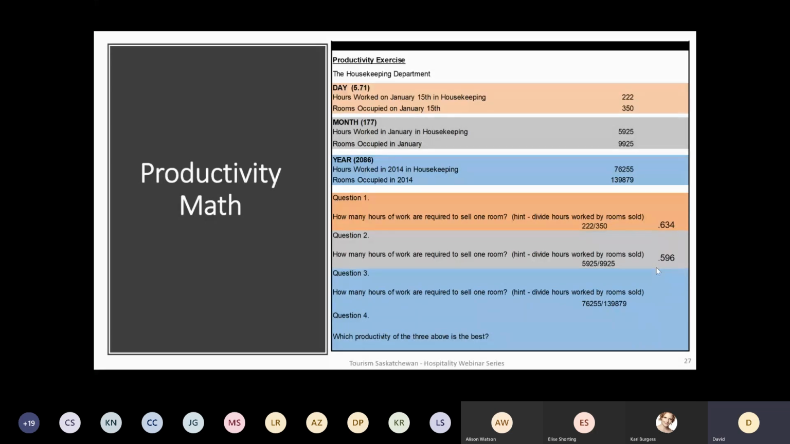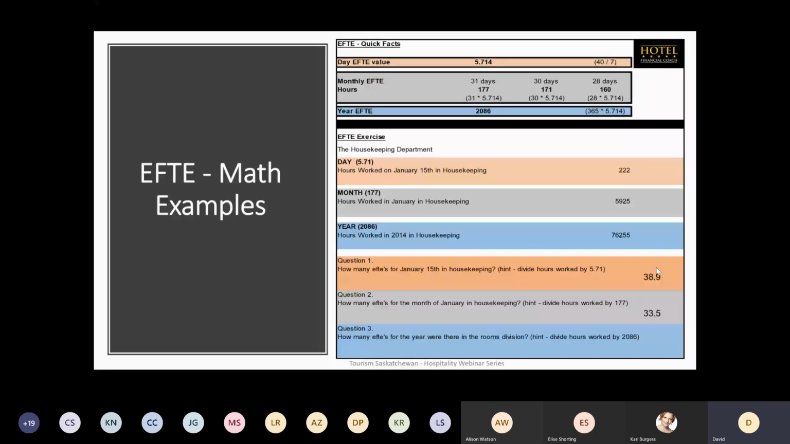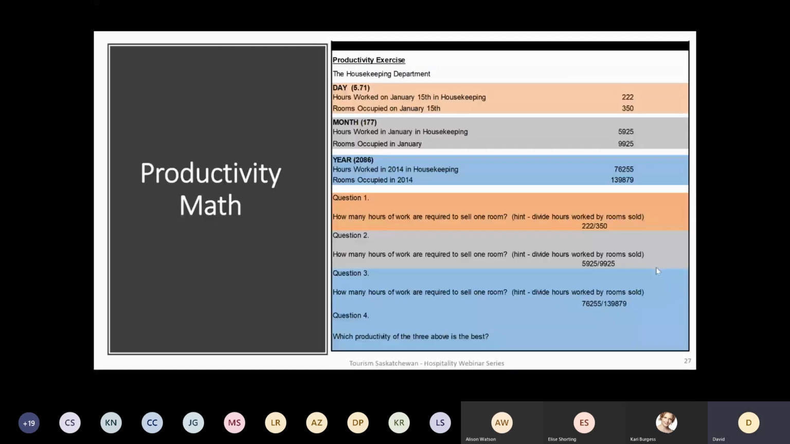So we looked at how to calculate EFTEs. We did that exercise, and we looked at how to calculate productivity. That's all you need to be able to do.